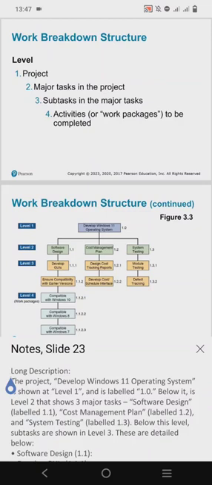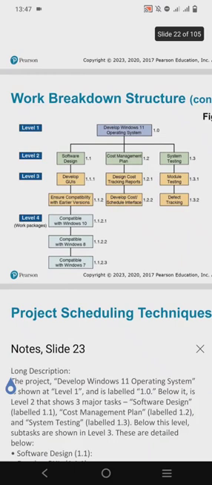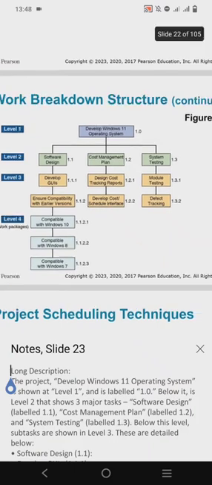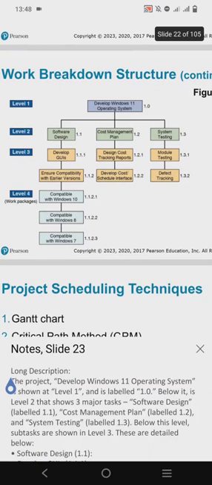The work breakdown structure contains the project and the major tasks in that project, the subtasks in the major tasks, and the activities that are to be completed. This is detailed in the following figure. As we can see, there are 4 levels, from levels 1 to 4. The project, which is to develop the Windows 11 operating system, is at level 1 and it is labeled 1.0.